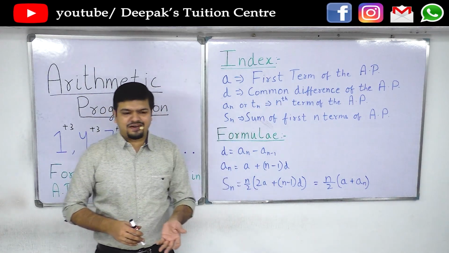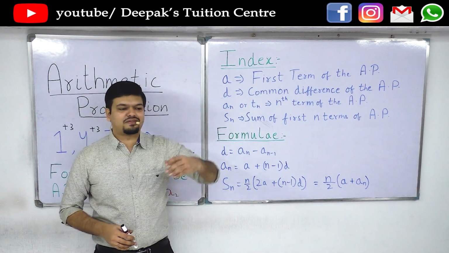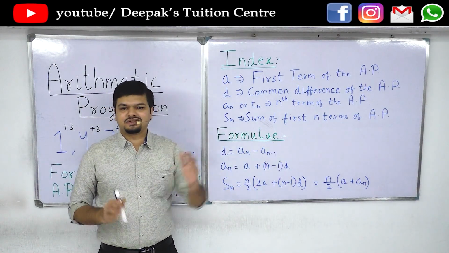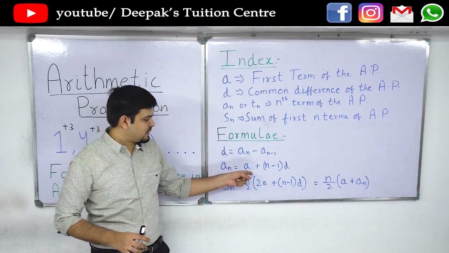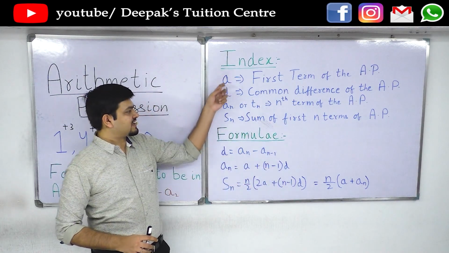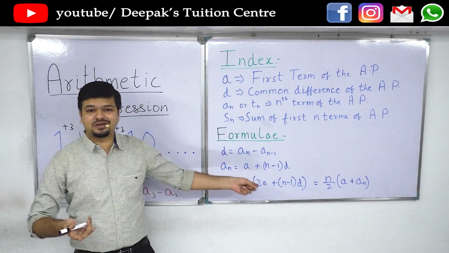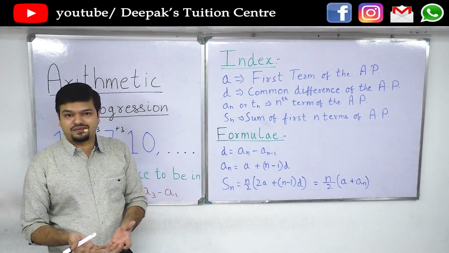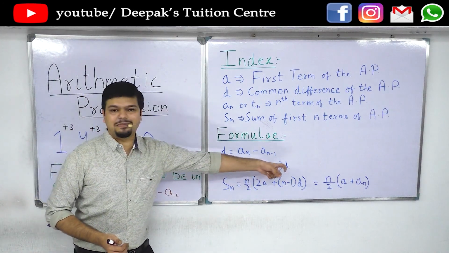An. If you have to calculate the second, third or fourth term, it is very easy to calculate. But if you have to calculate the fifth term, seventh term, then they have devised a formula for it. The formula is An equals A plus (n minus 1) D, where A and D are the first term and the common difference respectively, and n is the term which you have to find. Like if you have to find the 50th term, A50 equals A plus (50 minus 1) D.